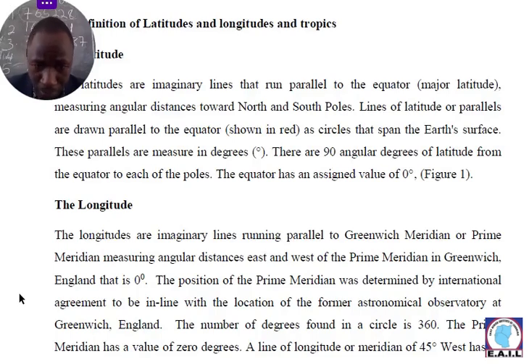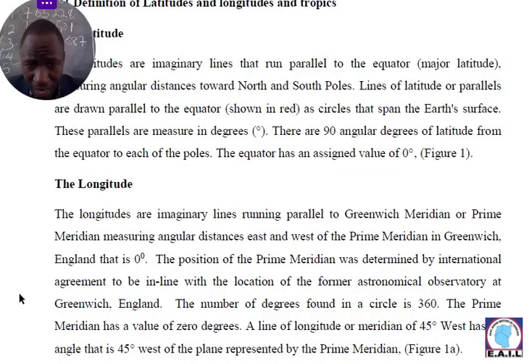When you look at these lines, the position of the prime meridian was determined by international agreement to be in line with the location of the former astronomical observatory at Greenwich in England. So people came to refer to these lines as the prime meridian. They were from England. These lines are numbered, and the number of degrees found in a circle is equivalent to 360 degrees.